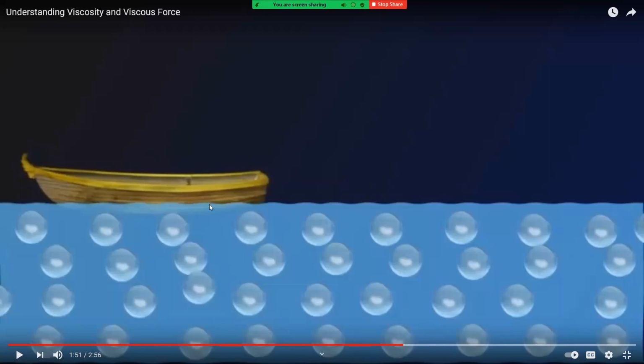The boat only needs to move with the first layer. But when the first layer is moving, force is needed to move the molecules of the second and third layers, because there is molecular attraction. That force is given by the motor, which is driving the boat.